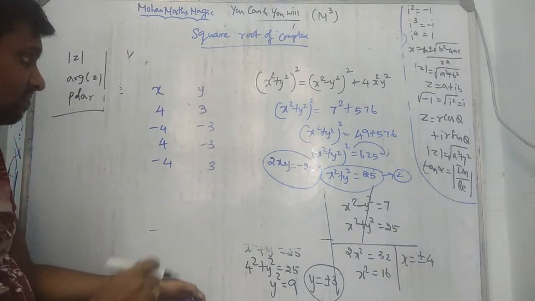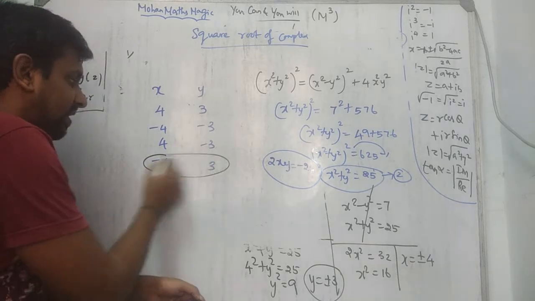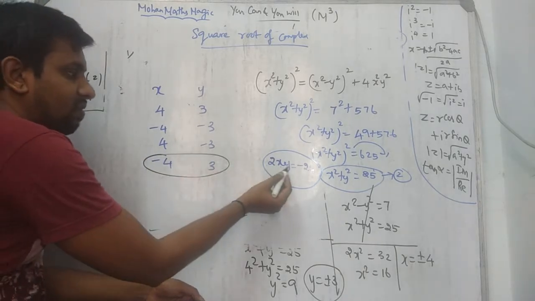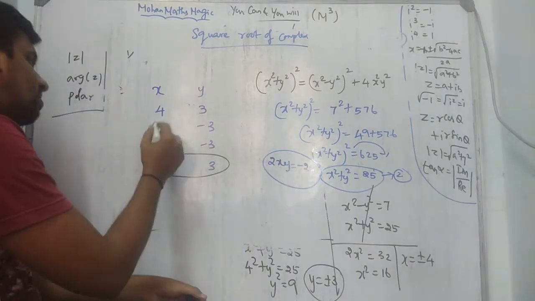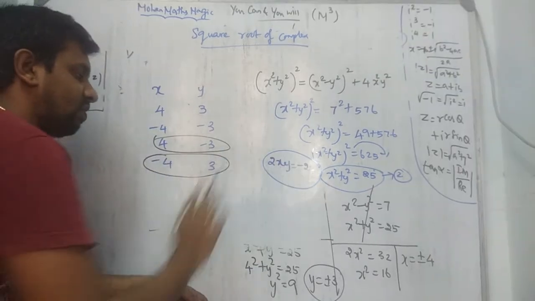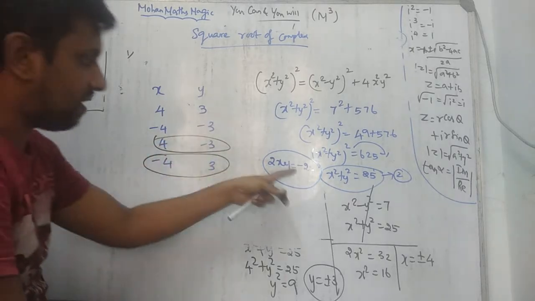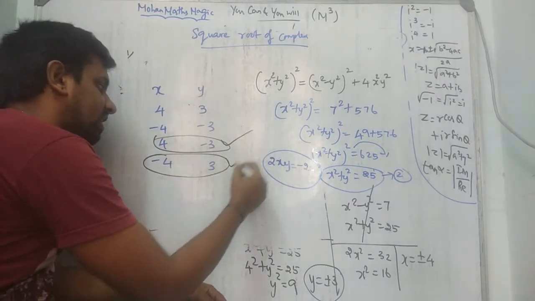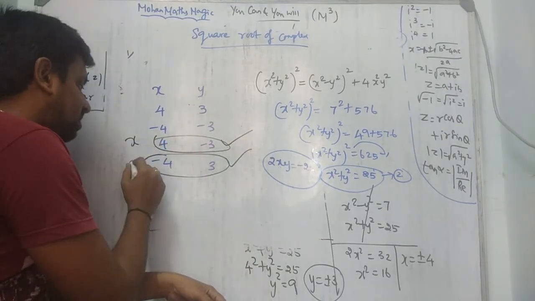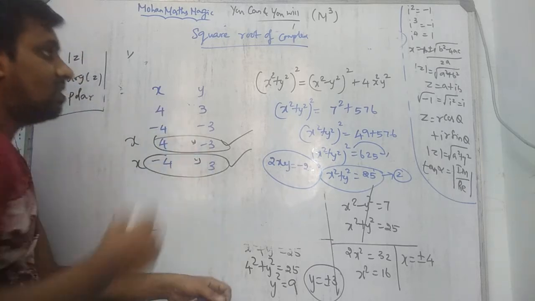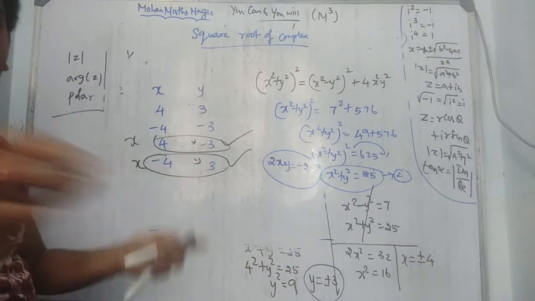Definitely, putting x as -4 and y as 3, -4 × 3 gives -24. Next, 4 and -3 also gives -24. But -4 and -3 will turn positive, and 4 and 3 will turn positive. So these two are the correct answers. This is how you have to find the square root of the complex number.